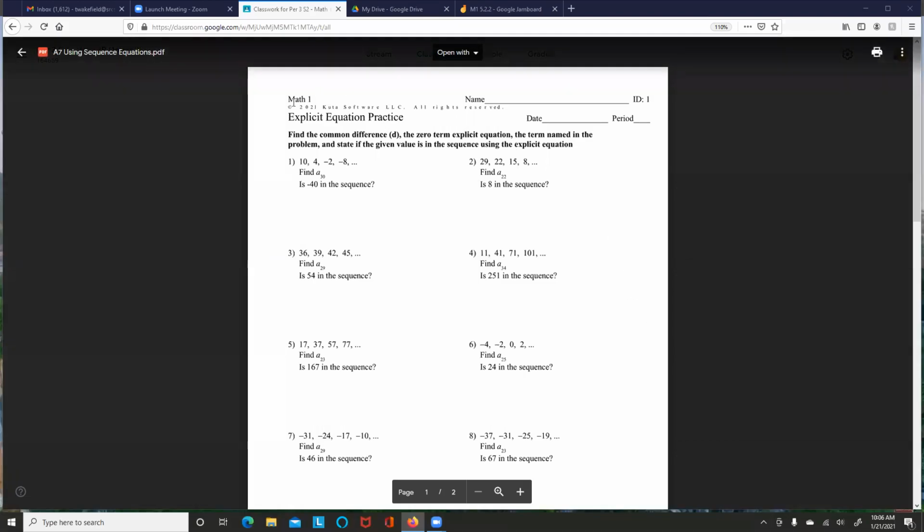Okay, so we are working on the explicit equation practice. How do you write the equations? A lot of you had questions on this, so we're going to do this together right now. A few examples before you try it on your own.